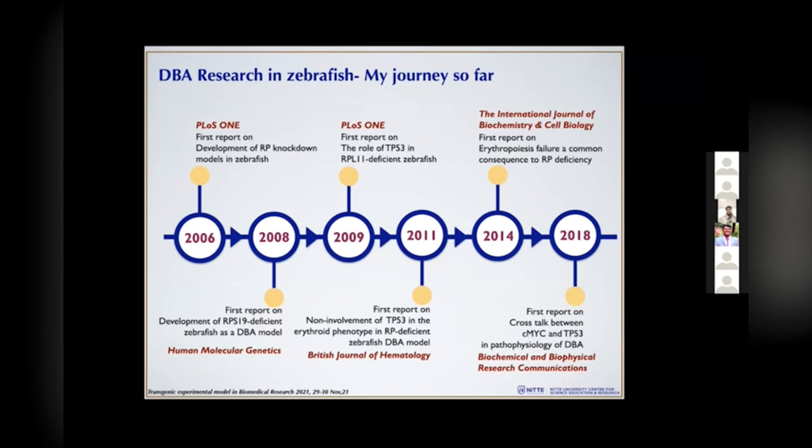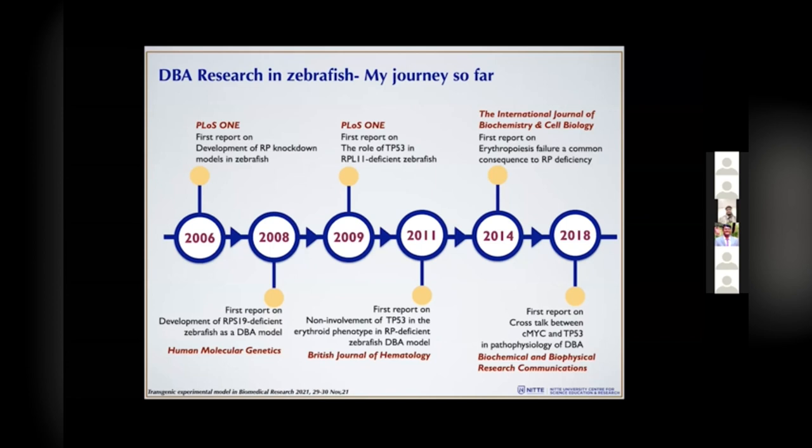Till 2018, we have published work where we have identified certain mechanisms. All these are based on studies that we did in zebrafish. In 2006, we first published a paper. Again, it was the first report where we said ribosomal proteins can be knocked down. In 2008, we were the first to develop a DBA model. DBA stands for Diamond-Blackfan anemia. The patients have a mutation in ribosomal proteins.